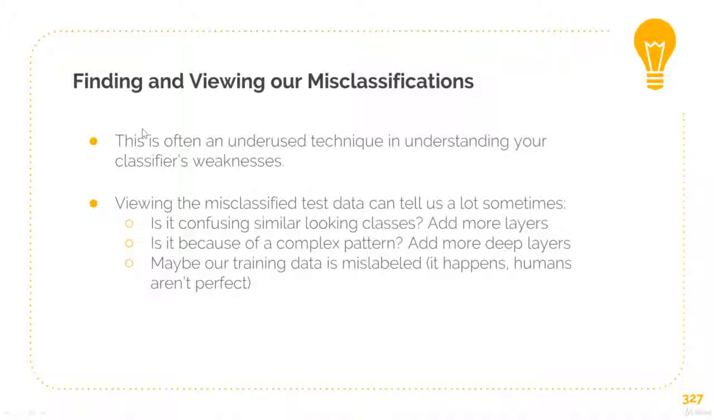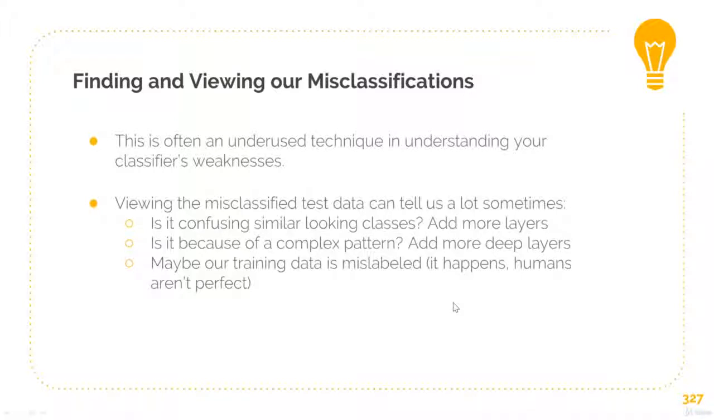I think it's crucial because by looking at what is misclassifying, you can figure out, oh, I need more of this type of data to make my classifier smarter, or I need to augment more this way to add some robustness to my classifier. So viewing the misclassified test data can tell us a lot of things sometimes. What is confusing? Are the classes looking similar even to us? Maybe it's a more complex pattern. Maybe we need to add more deep layers. And maybe our training data is mislabeled. That actually happens quite a bit to me, because I tend to label a lot of my data sets myself, which is tedious and exhausting and prone to making errors sometimes.